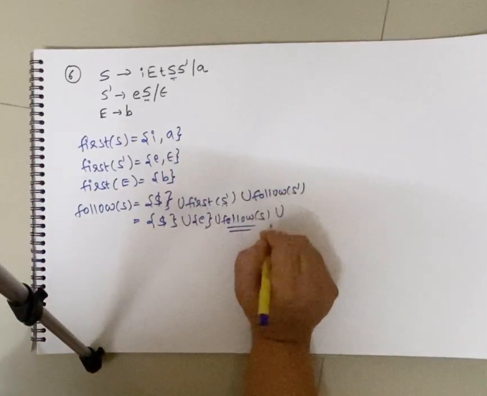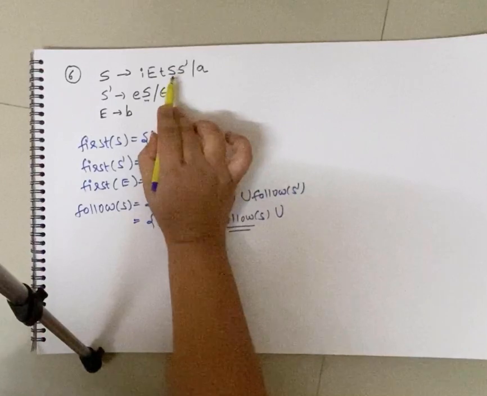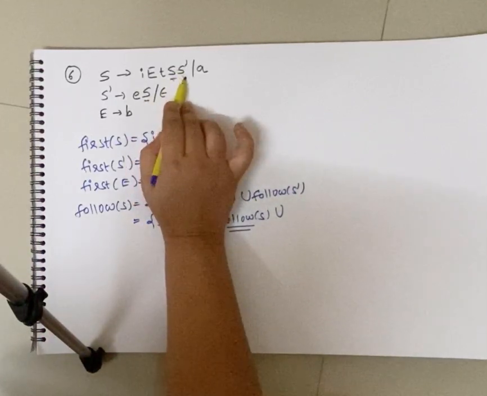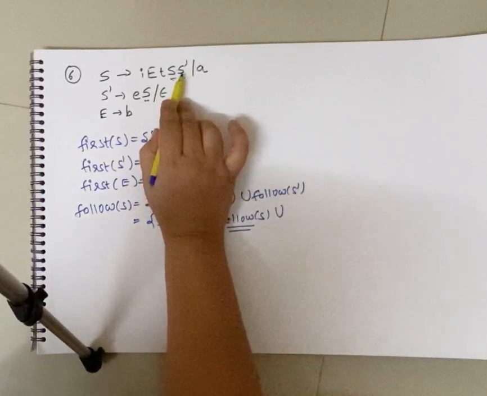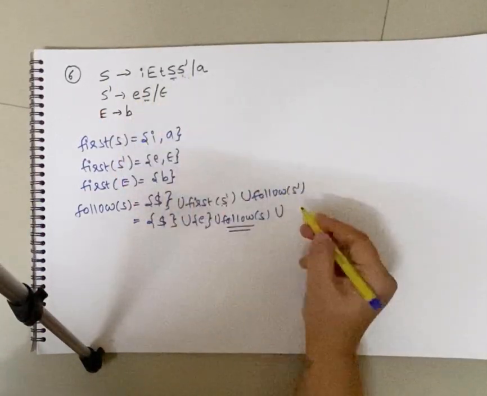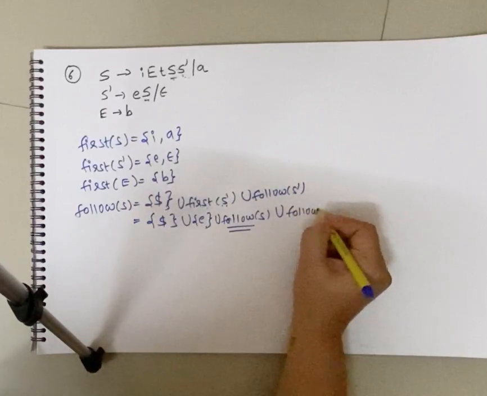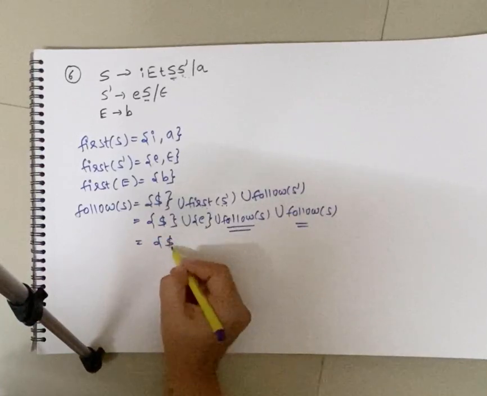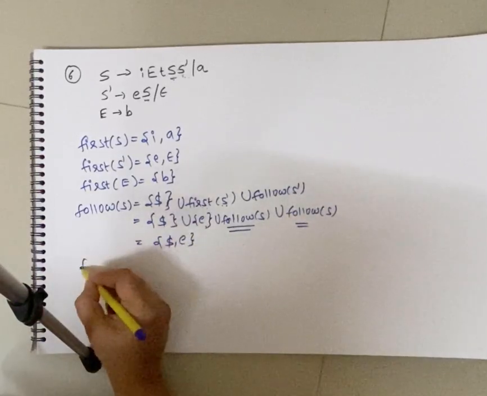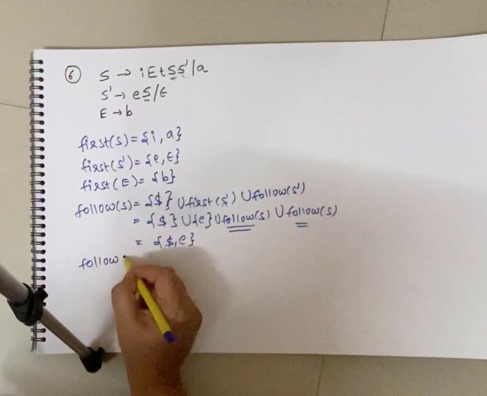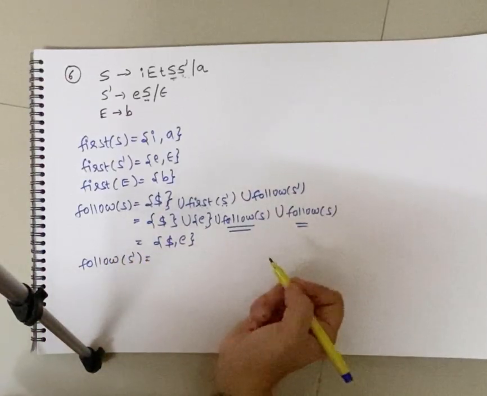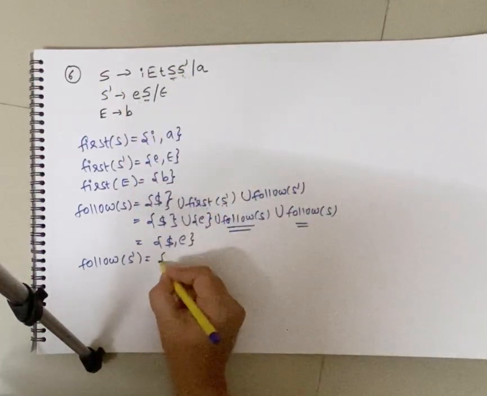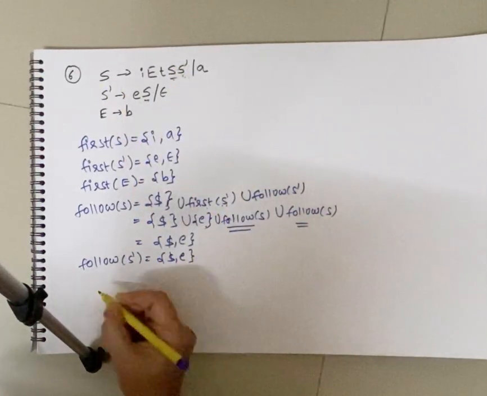Now what is follow of S dash? That you have to observe because you have to add it over here. Follow of S dash: the only occurrence of S dash on the right hand side is this, and after that you have nothing. So follow of S dash is follow of S, again a recursive definition. So we only have over here dollar and e. Follow of S dash is follow of S, so that is going to be dollar and e again.